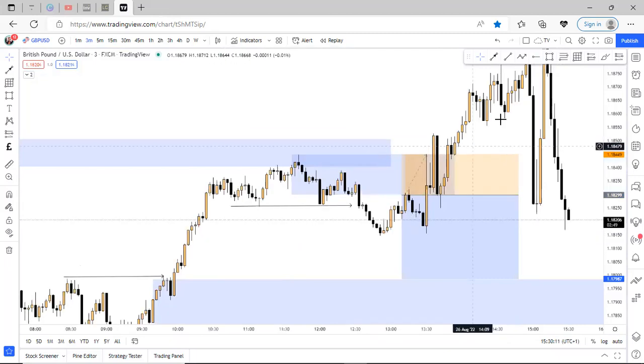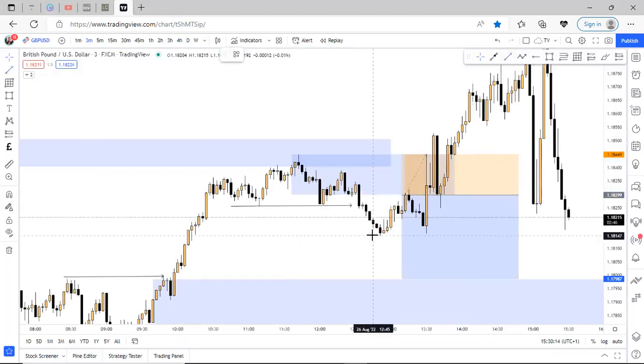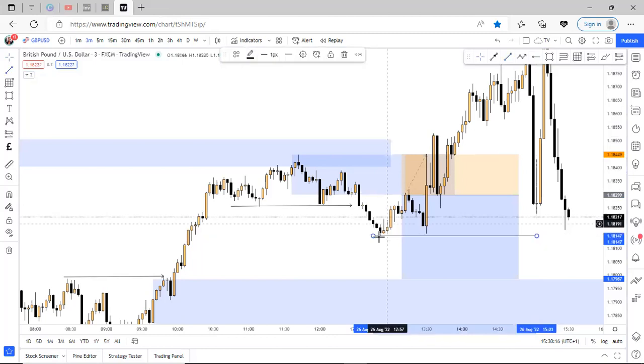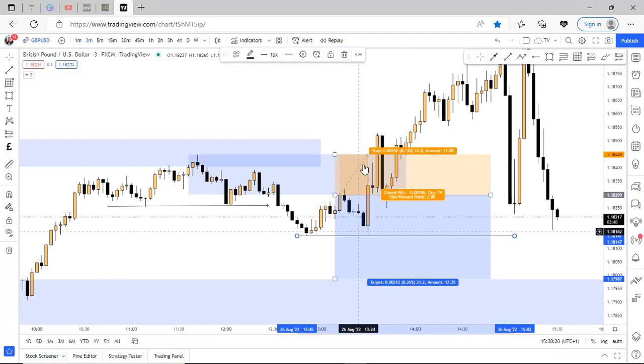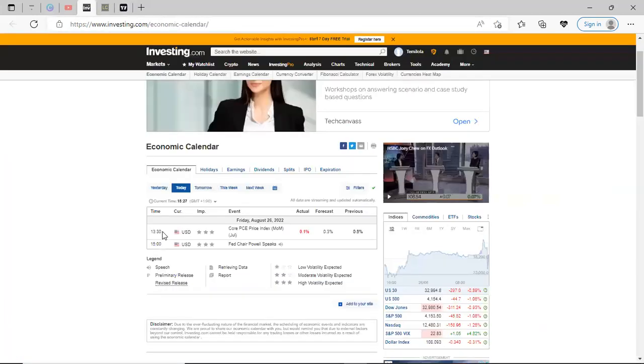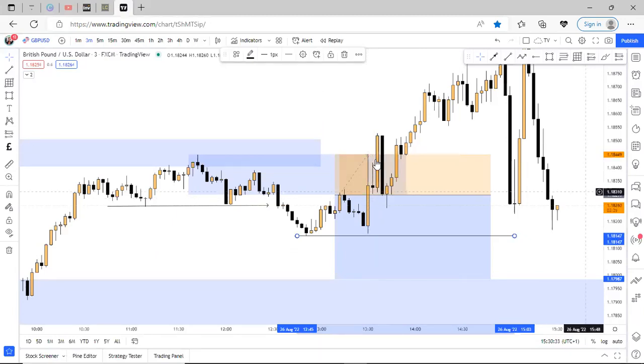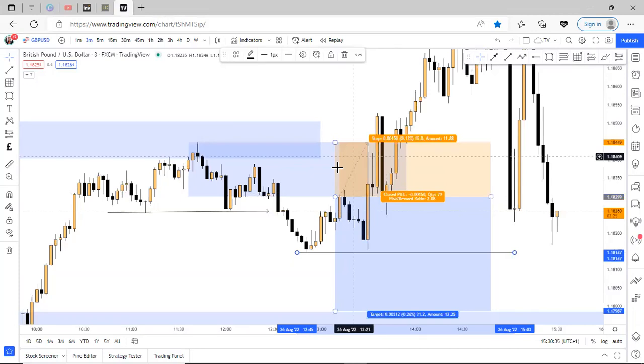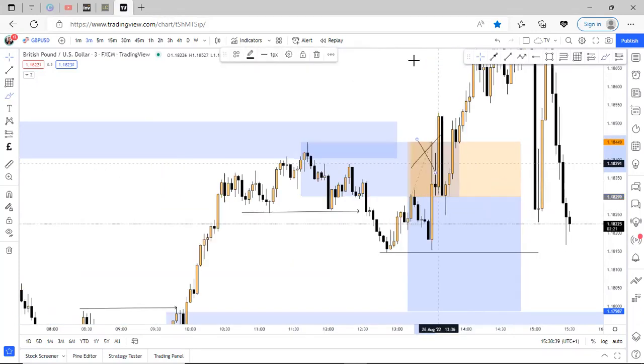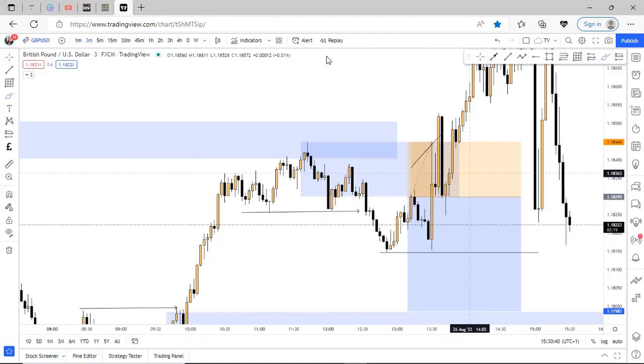So I had it right there and I was hoping price will break this low before I get into break even. But as you can see, price came down and the first news release was the core PCE price index, which was negative for the US dollar, and so I got stopped out of this trade right here. Okay, so this was one of the losses. I got stopped out and that was it.